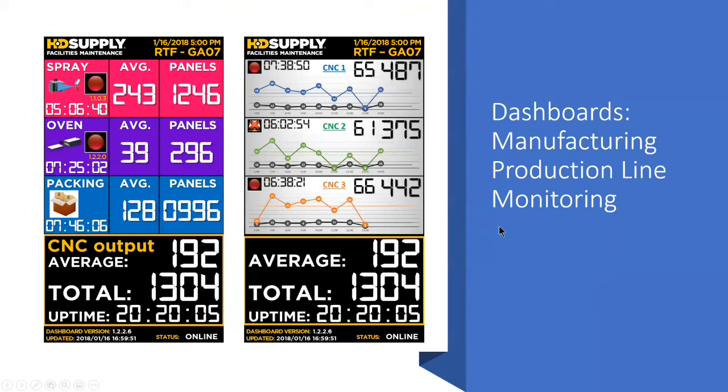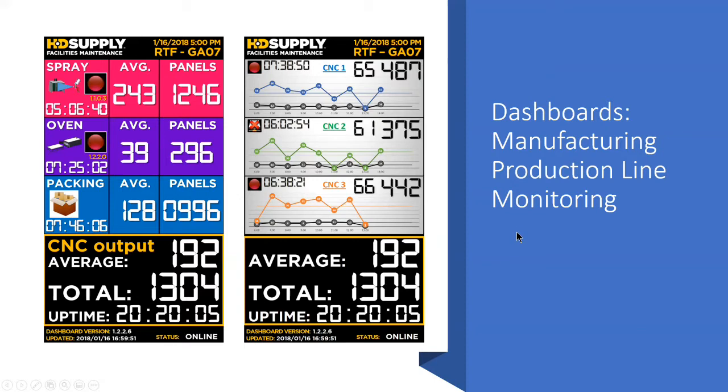So this is some screens done from HD Supply on their manufacturing line. And what they're doing here is they're showing the throughput on each of their, what's going on in the manufacturing line, the spray rates, how many panels have gone through, how many are baked in the oven, how many have been packed, what their CNC machine is outputting, et cetera. So it's showing all this information at a glance.